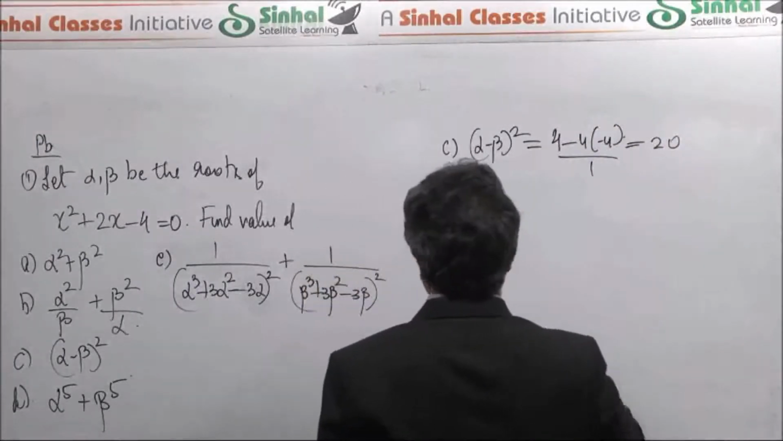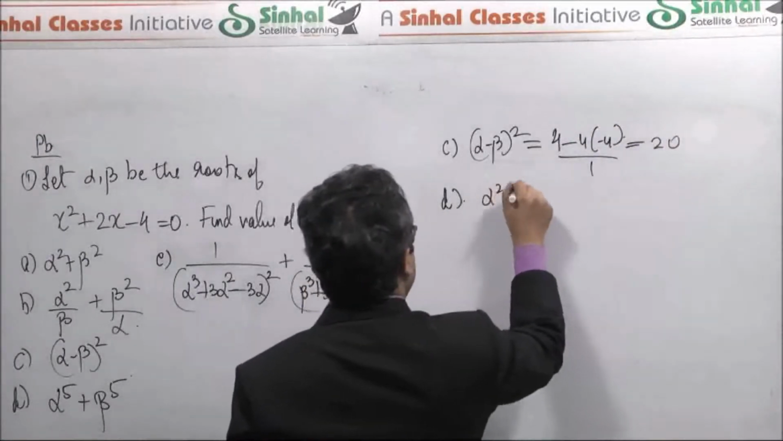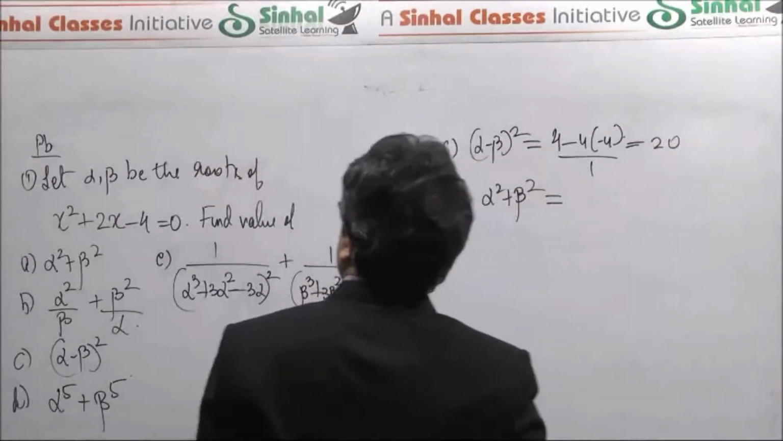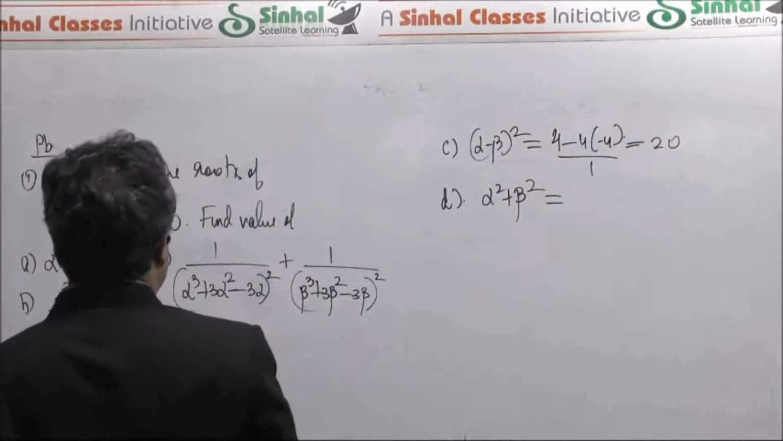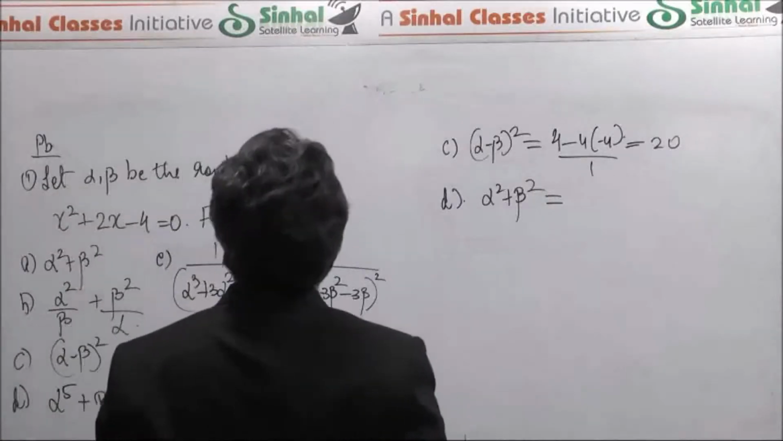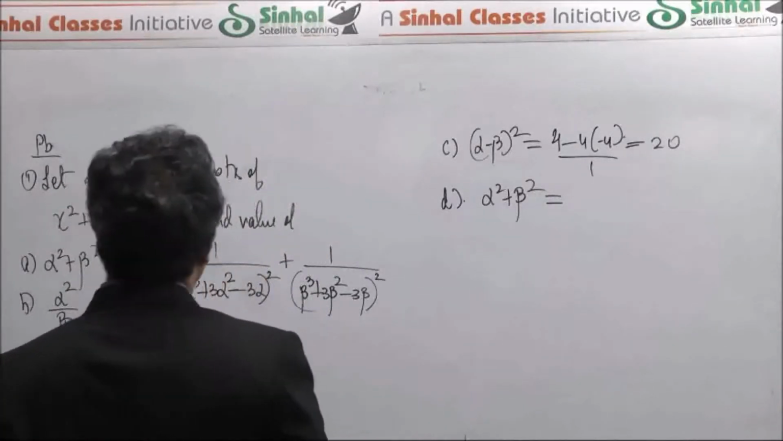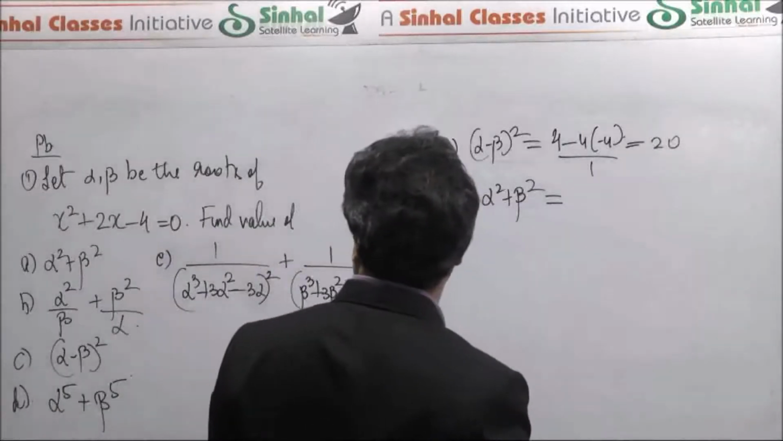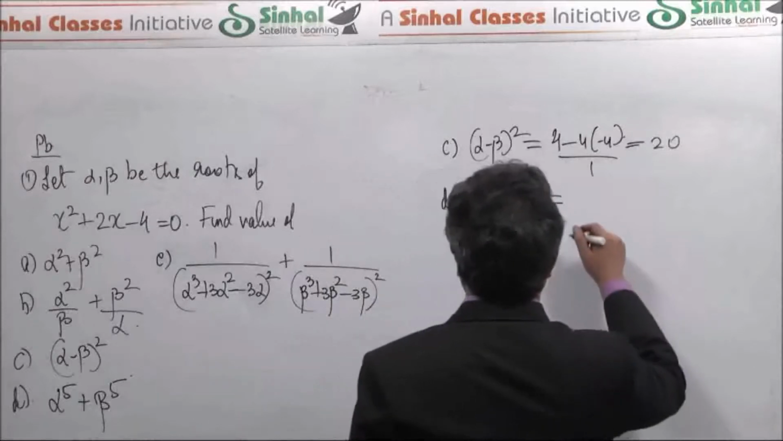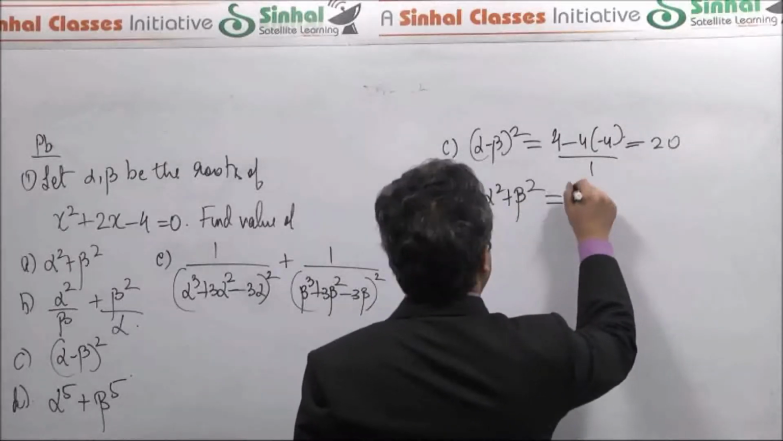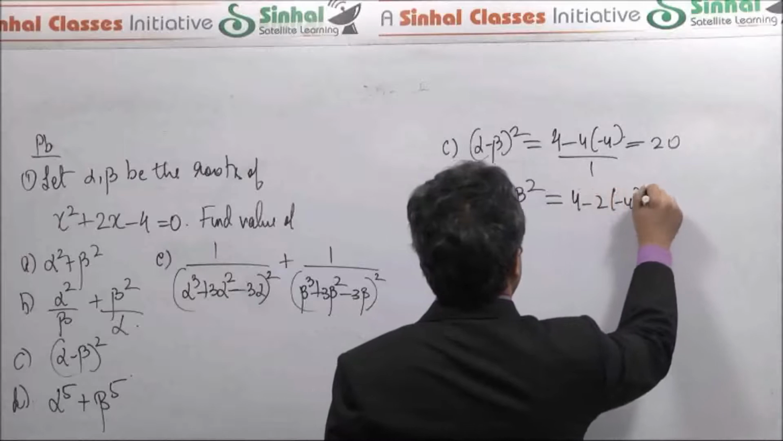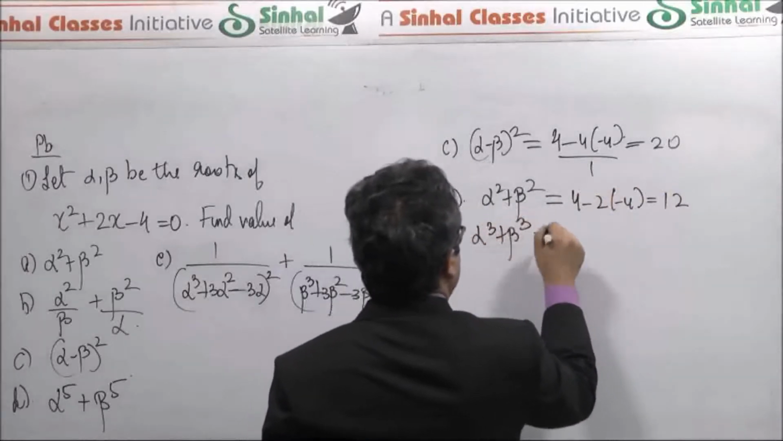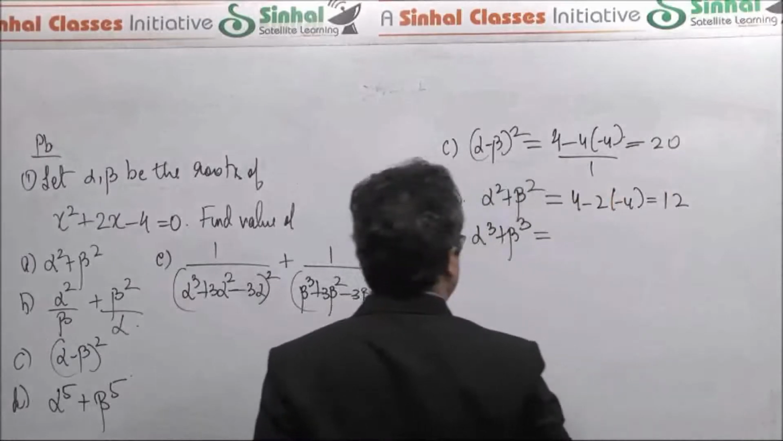Now in the d part, we've already found two values. So alpha square plus beta square had turned out to be how much? Alpha square plus beta square had turned out to be 4 minus 2 into minus 4, so 12. And alpha cube plus beta cube had turned out to be how much? Minus 32.